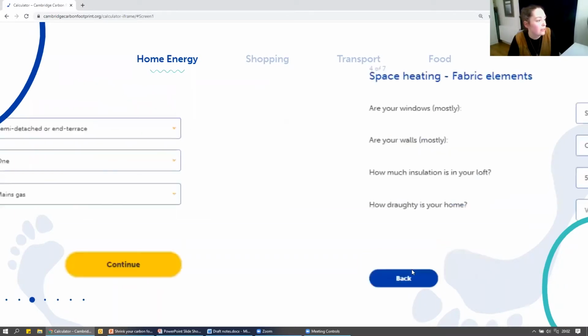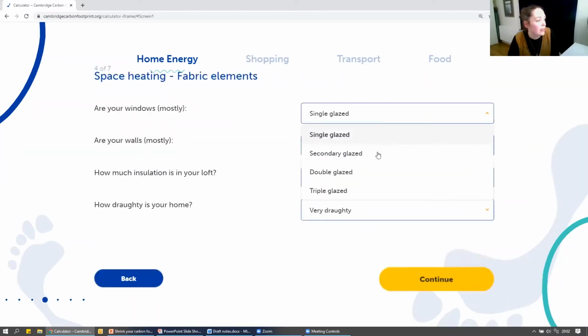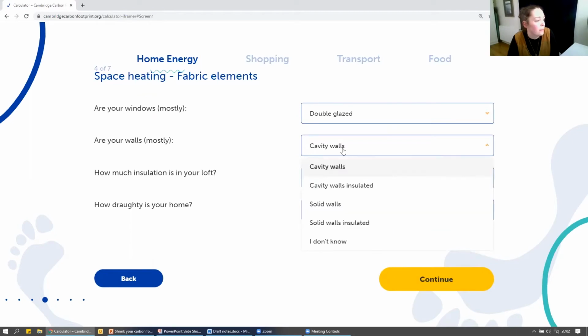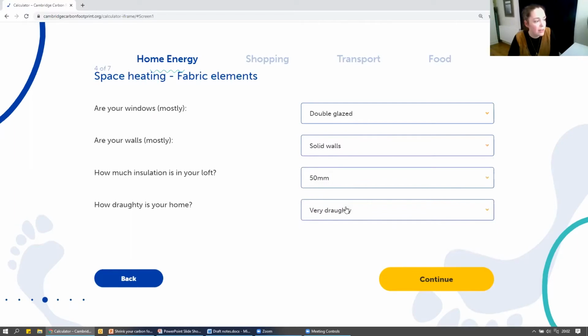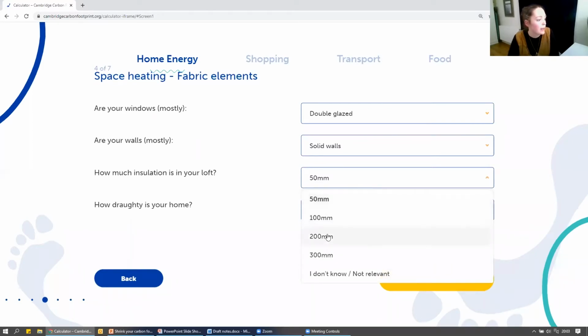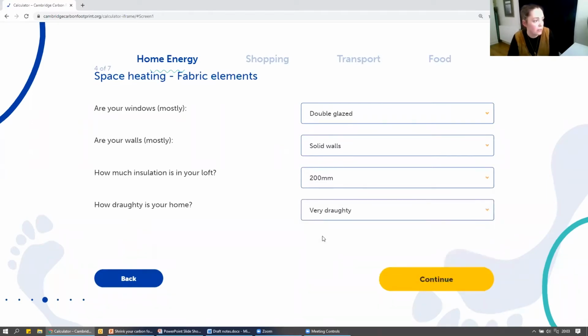All right, so my windows are, sorry, they're double glazed. There we go. And we have solid walls and they're partly insulated. I'll say solid walls because we're partly insulated, but leaning towards the less insulated. But we do have loft insulation. We do have a good bit of loft insulation, and we are fairly drafty.